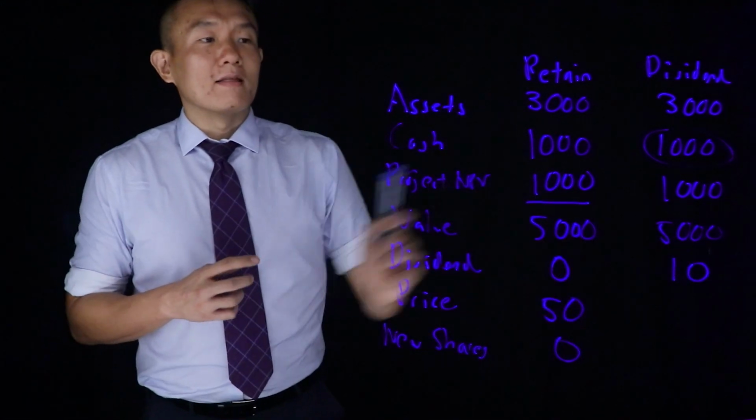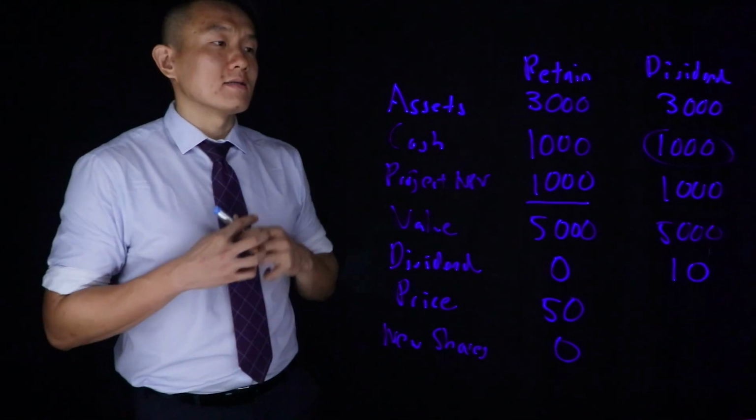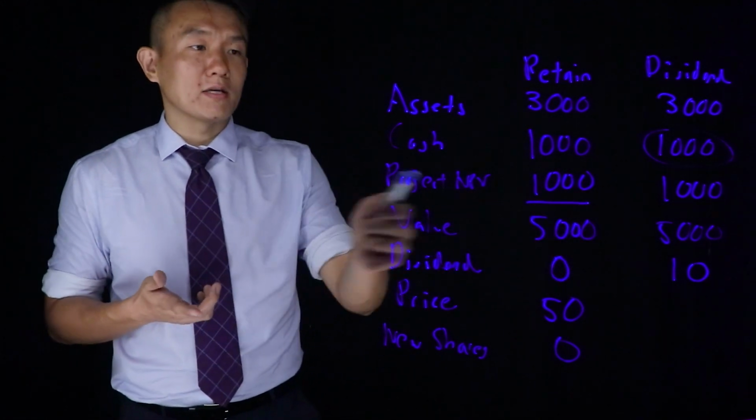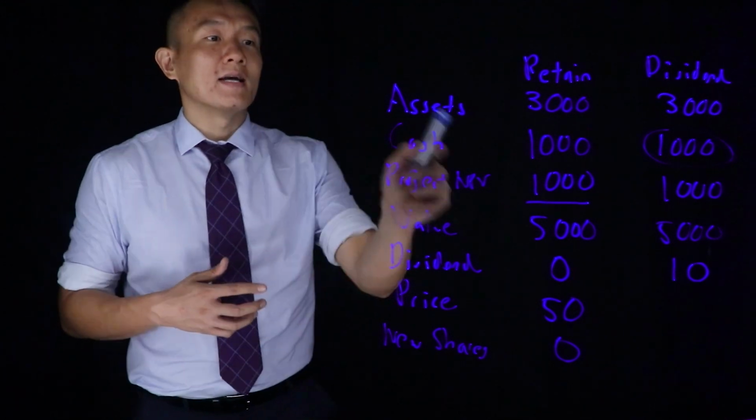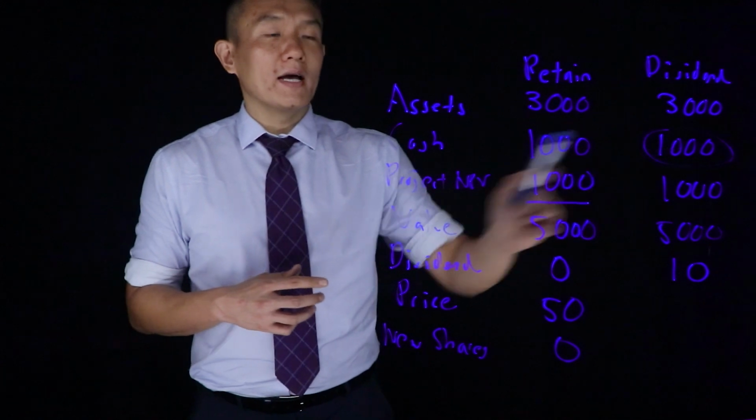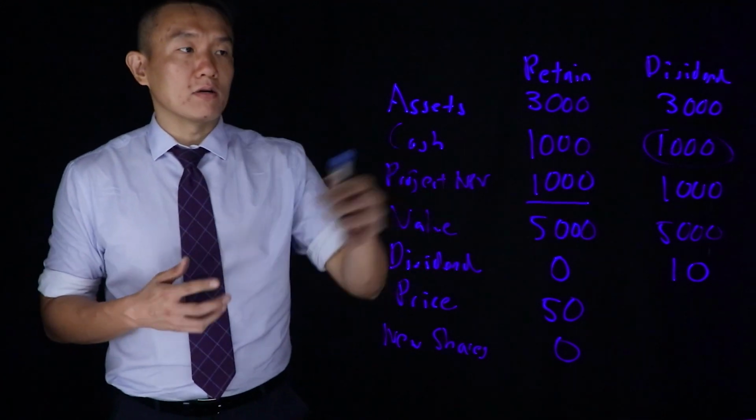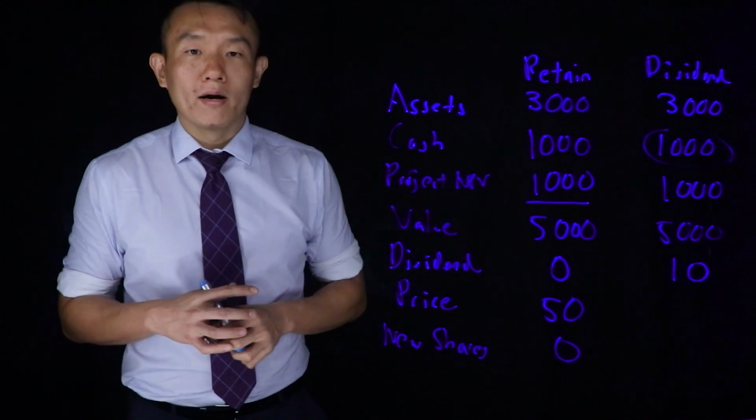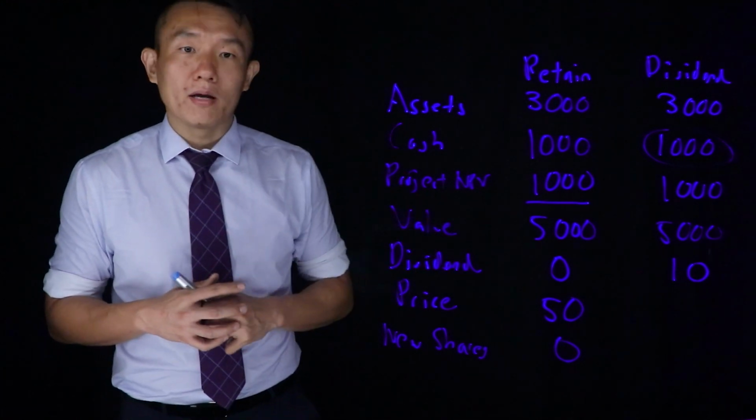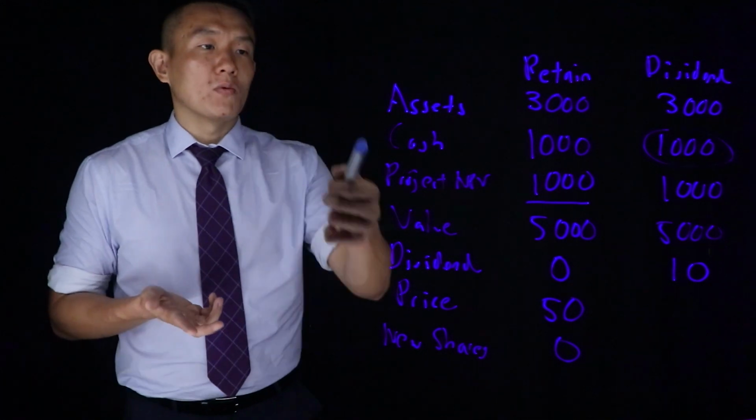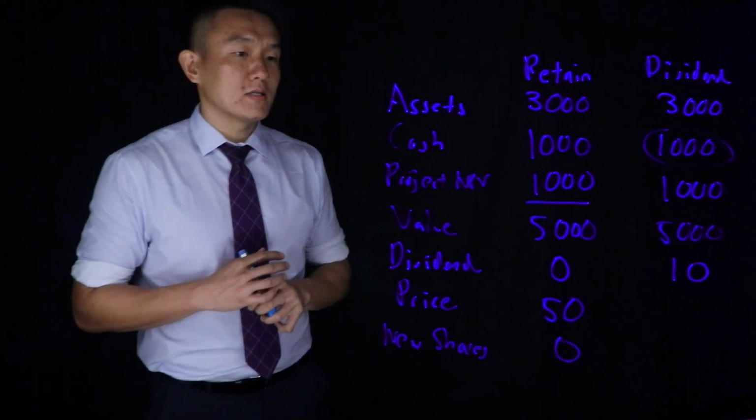However, this does not mean it's not going to do the project. It wants to do the project because it has a positive NPV, not because it has the money on hand to do it. So even if it ends up paying out all of its earnings as a dividend, it's still going to want to do the project anyway because it has positive NPV. Well, how else can we come up with the money to pay for the project?